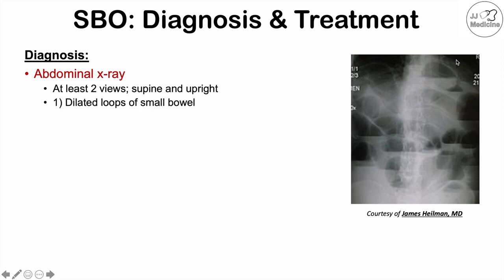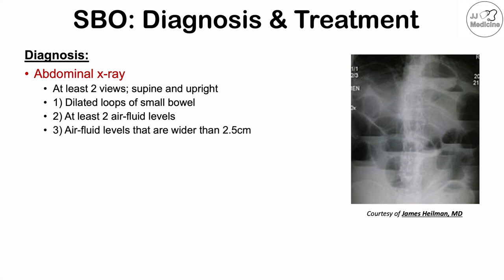dilated loops of small bowel, so you can see some dilated loops here. At least 2 air fluid levels. Some references say at least 3 air fluid levels. And air fluid levels are these right here. So if you see at least 3 of them, or at least 2, this is more likely to be a small bowel obstruction. Air fluid levels that are wider than 2.5 centimeters is also an important radiographic finding.